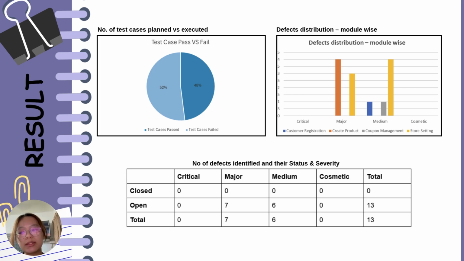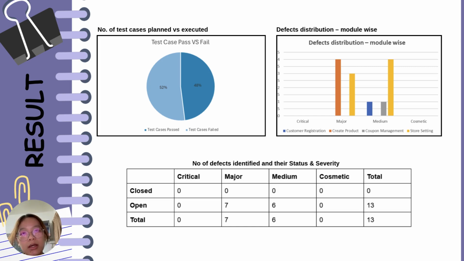So the second table shows the number of defects identified and their status and severity. So this table records a total of 13 defects were identified, and all of them are currently open as they have not yet been fixed or retested. There were no critical defects, which means the system did not experience crash or complete functional failures. However, 7 defects are classified as major and 6 defects as medium, mainly related to improper validation when invalid data is entered. Although these issues do not stop the system from functioning, they significantly affect the usability and data accuracy.